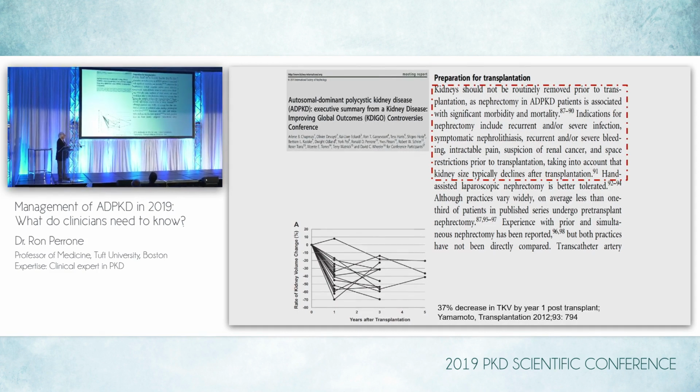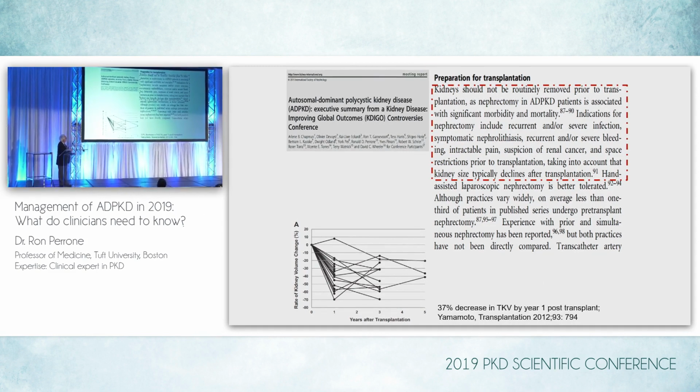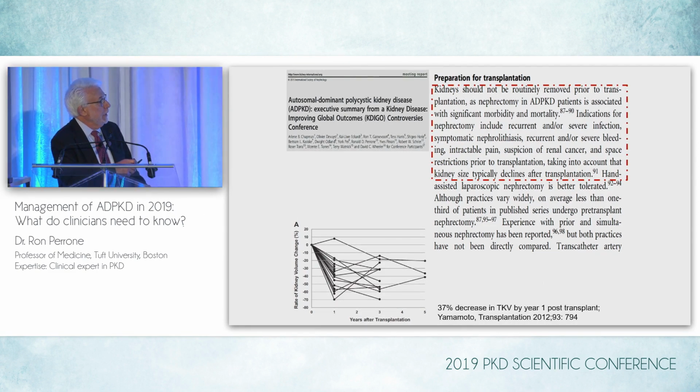Regarding nephrectomy, this is a statement from the KDIGO Controversies Conference held several years ago, that kidneys should not be routinely removed prior to transplantation, as nephrectomy in ADPKD patients is associated with significant morbidity and mortality. The slide lists the indications for nephrectomy, such as recurrent and/or severe infection, symptomatic stones, recurrent or severe bleed, intractable pain, suspicion of cancer, and space limitations prior to transplant.